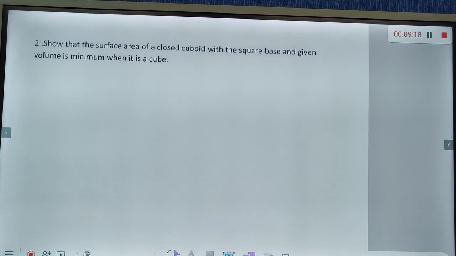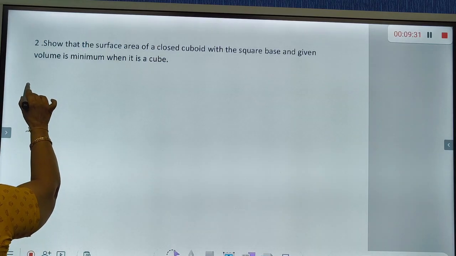Next problem: show that the surface area of a closed cuboid, that means the top is also there, with a square base and given volume, is minimum when it is a cube. Okay, so what is it? What is given?